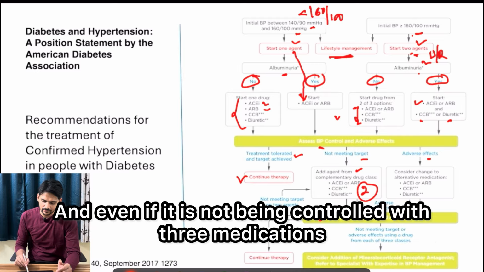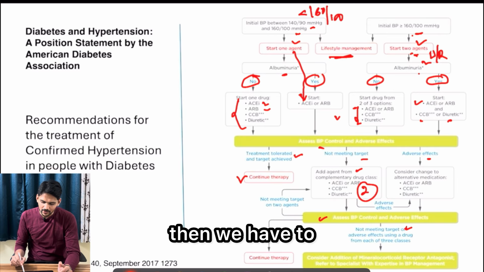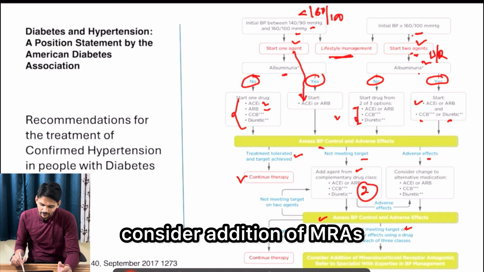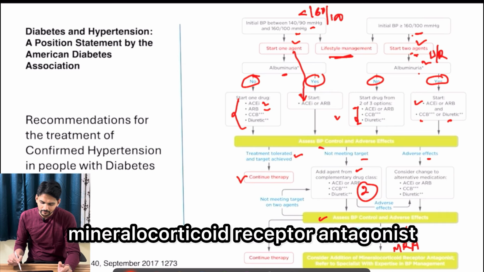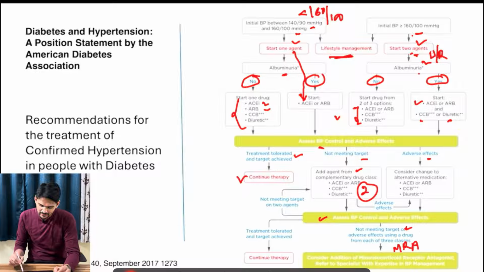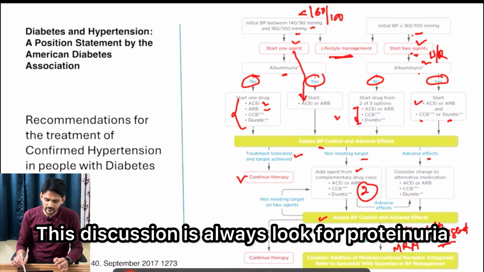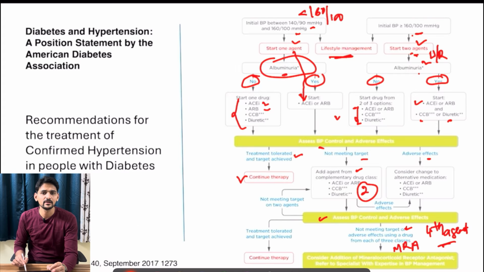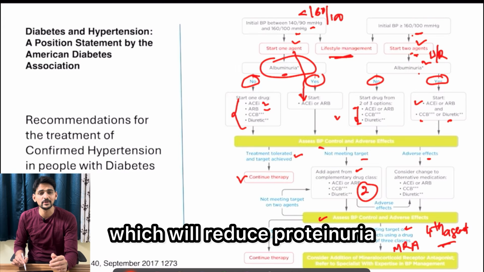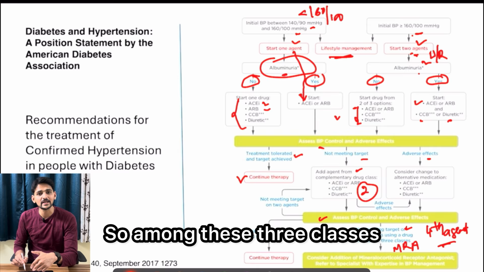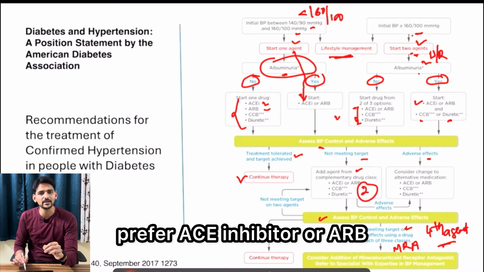And even if it is not being controlled with three medications, then we have to consider addition of MRAs, mineralocorticoid receptor antagonist, as the fourth agent. So this flowchart we have to follow. Important thing among this discussion is always look for proteinuria. So if proteinuria is there, prefer that particular drug which will reduce proteinuria. So among these three classes, prefer ACE inhibitor or ARB.